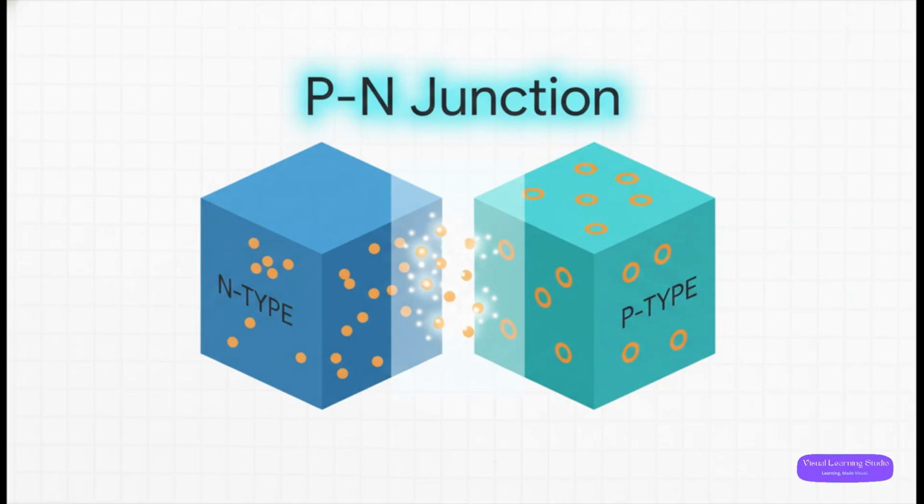The moment these 2 different types of silicon touch, something incredible happens almost instantly. All those free electrons on the N side, they look across the boundary and they see all of those empty holes on the P side, and they just can't resist. They immediately jump across to fill them up.